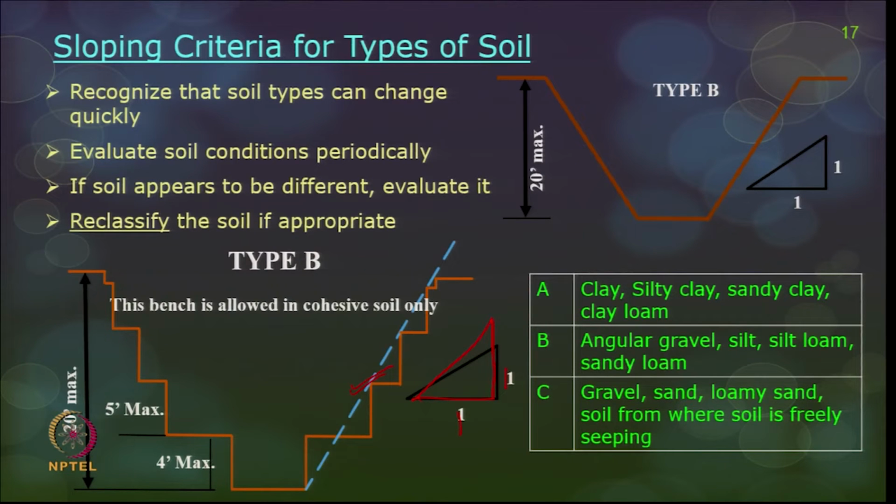Now, some precautions: recognize that soil types can change quickly, in the sense that when you start digging from the top level to the next lower level and so on, the type of soil can be really varied. So, evaluate the soil conditions periodically whenever you start cutting out the earth, and if the soil starts looking different, then you have to evaluate it and reclassify the soil if appropriate. As I told you earlier, if you are not able to identify the type of the soil, better classify it as type C soil.